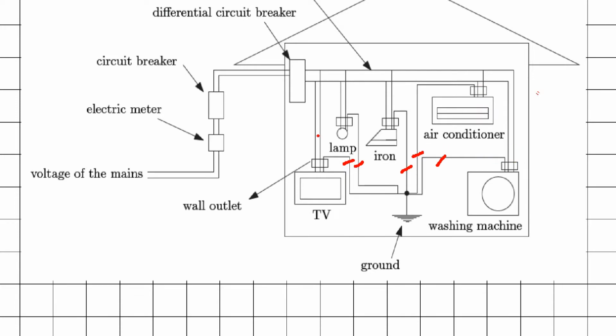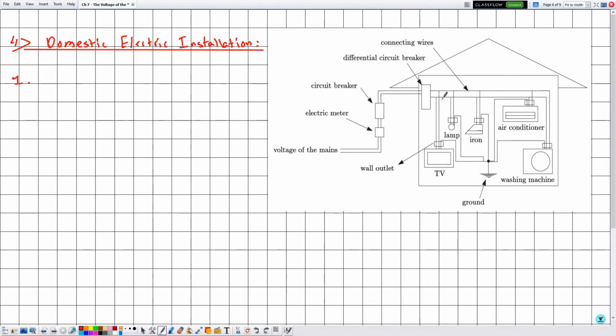All of these two terminals are connected to the voltage of the mains. So they have two terminals in common, which means they are connected in parallel. So the first thing that we should know is that electric appliances in domestic installations are connected in parallel.